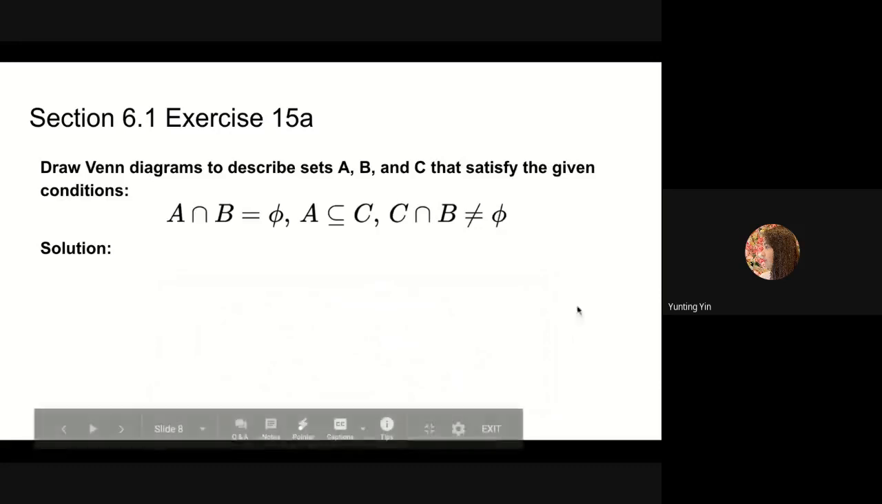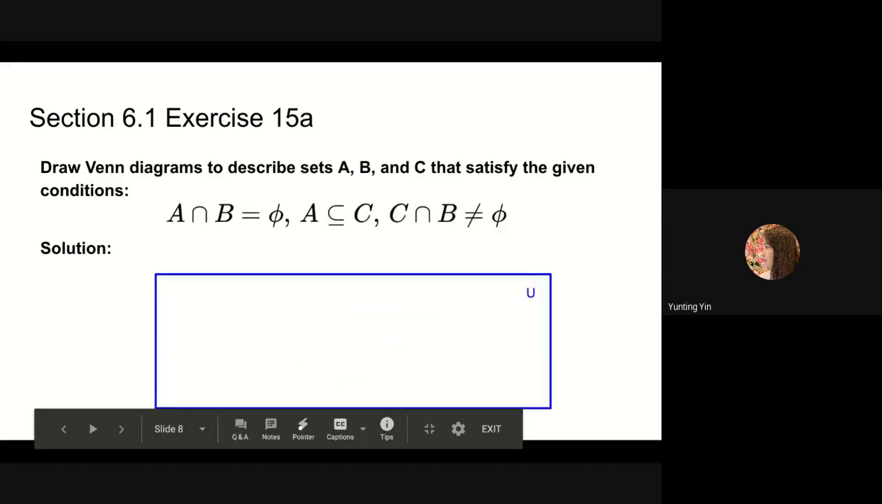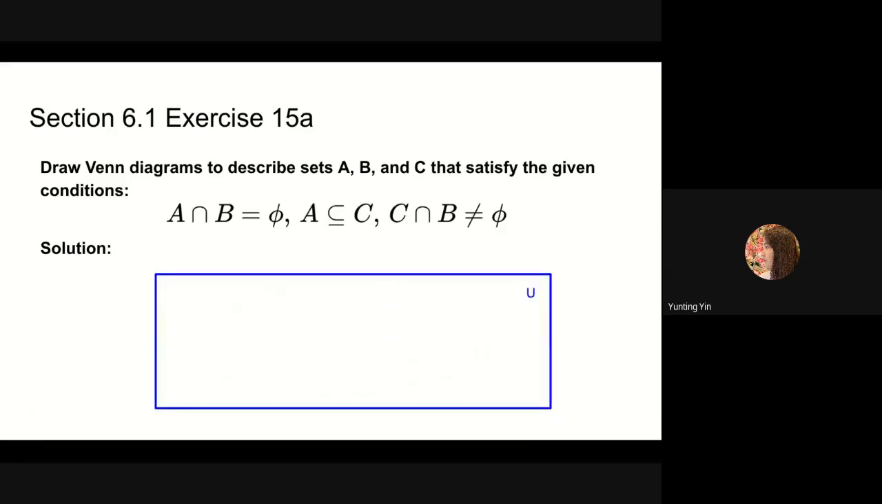Next, we will solve problem 15a. This is similar to the previous problem. We are asked to draw a Venn diagram based on the conditions given. First, we draw a rectangle to represent the universal set. A is a subset of C, so A can be drawn as a small circle inside a bigger circle C. C intersects B is not equal to the empty set, but A intersects B is the empty set.